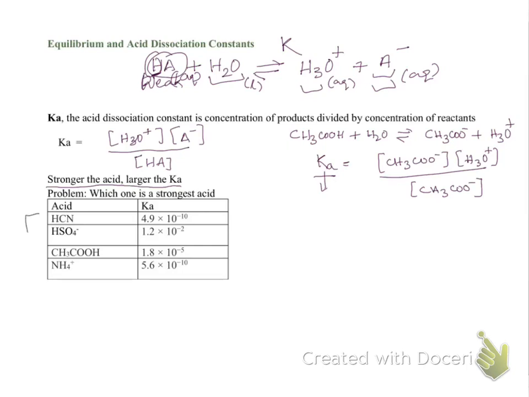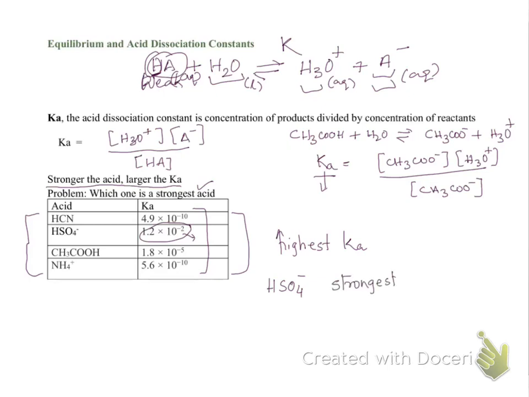So let's say these four acids and their Ka values are given here, and the question is, which one out of these four is the strongest acid? The strongest acid means you have to look for the highest Ka value, the largest Ka value. And out of these four, which one is the largest value? This. The smaller negative number is the higher number. So out of these four, HSO4 negative is the strongest acid.